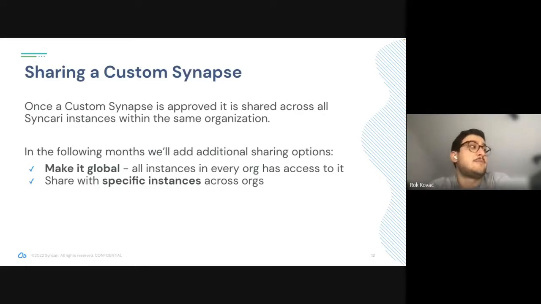Once the Synapse is approved, it will be automatically shared across the organization. This is currently a default setting that cannot be changed, but we're planning to add 2 additional sharing options. The first is to make it global, so that if you publish a custom Synapse and want to make it global, you'll be able to set that any user of Syncari, regardless of the organization, will have access to it. The second is an option to share with a specific set of instances across different organizations. Hopefully this is going to come in the next few months to give a little more flexibility in terms of sharing the custom Synapse.